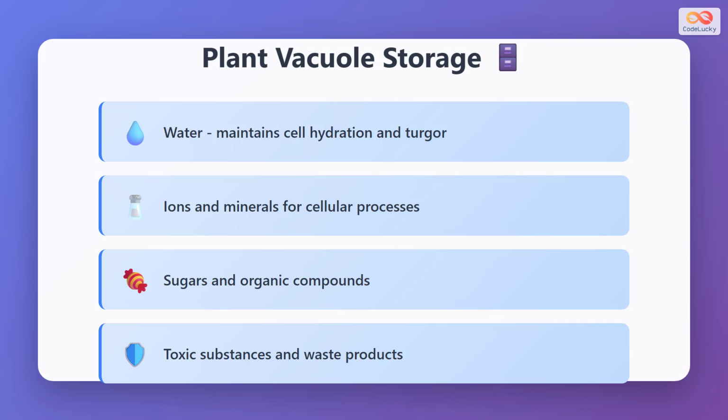Plant vacuoles store a diverse array of materials essential for cell survival. Water is the primary component, which maintains cell hydration and creates the turgor pressure we discussed earlier. Plant vacuoles also store ions and minerals that are needed for various cellular processes. Sugars and other organic compounds are kept in reserve for energy and growth. Additionally, plant vacuoles serve a protective role by storing toxic substances and waste products, safely isolating them from the rest of the cell.